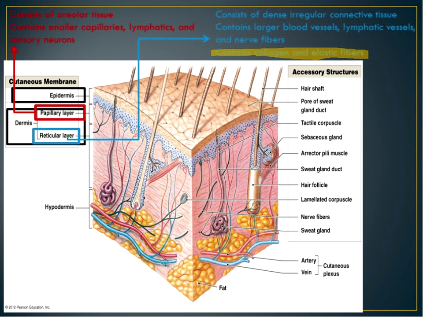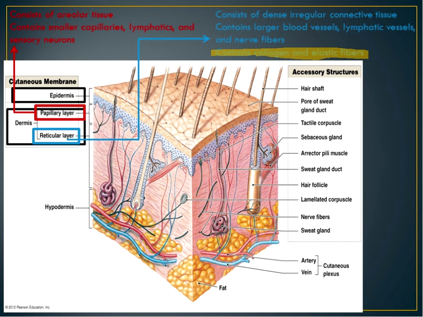Thick skin we find where again? Where do we find thick skin? Palms of the hands and soles of the feet. Awesome, Rachel. So yes, that's where we find thick skin. And then thin skin, well, that's just everywhere else. I forgot to turn that thing on.